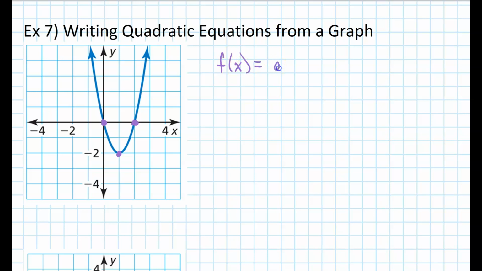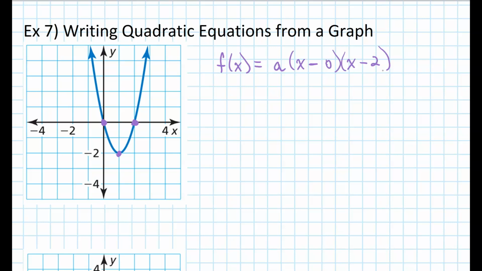So f of x is equal to a times x minus, what's my first x-intercept? 0, times x minus, what's my other one? 2. No, I meant to say intercepts, x-intercepts. Okay, so now that I have plugged those in, I need to plug another point in so that I can find a, but I don't want to plug in the intercepts that I just used. So now I'm going to use the vertex.